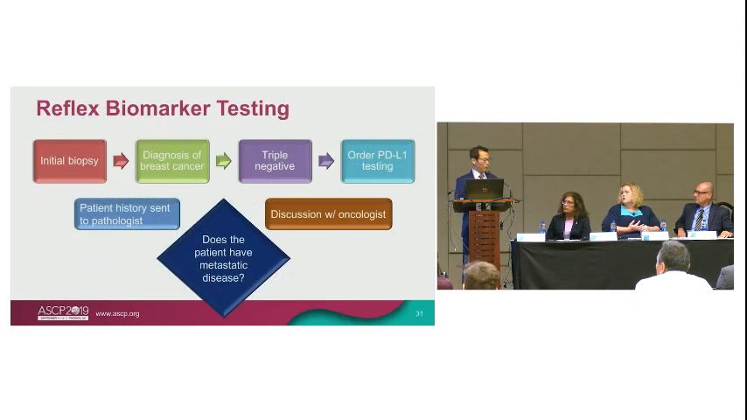So if we think about the process, the flow, Dr. Shivakula, you said you do your ER/PR, your HER2. At what point does the pathologist or oncologist know this patient has metastatic disease? Is that something that takes several days for that information to finally get to you?